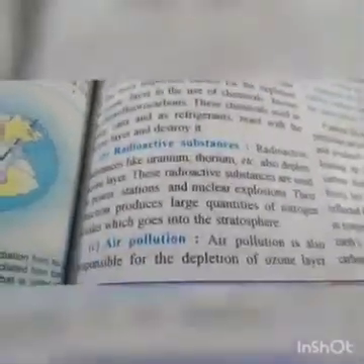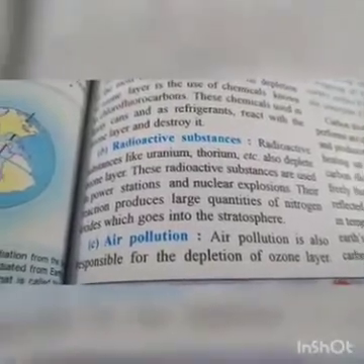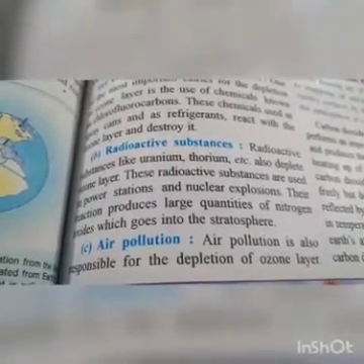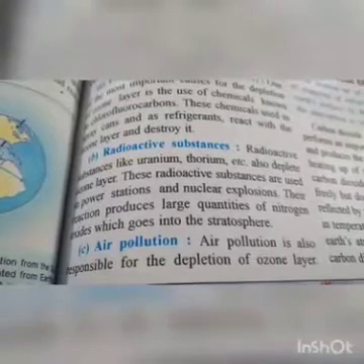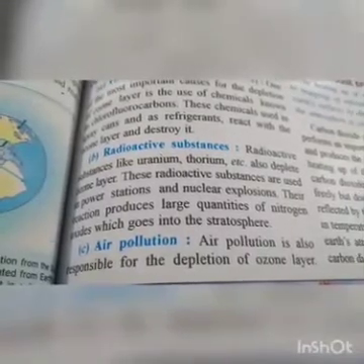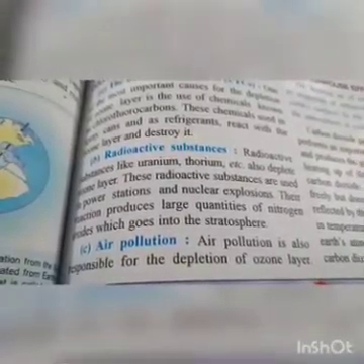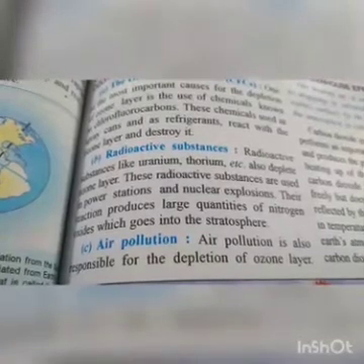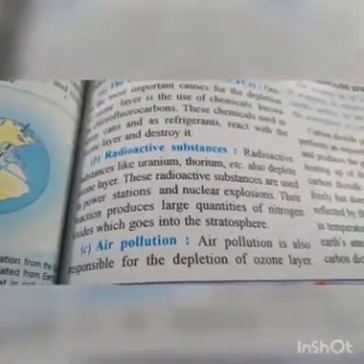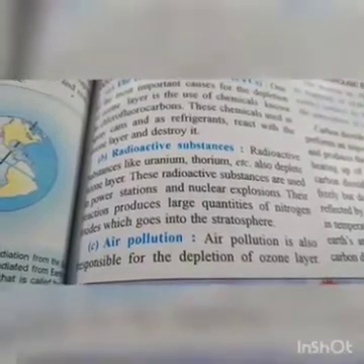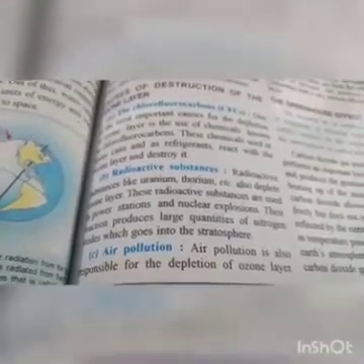ozone layer. Second is radioactive substances. We know that the radioactive substances are uranium and thorium. These deplete the ozone layer. These radioactive substances are used in power stations, hydropower stations and nuclear explosions, and their reactions produce large quantities of nitrogen oxides which go into the stratosphere and thus deplete the ozone layer, right? So these radioactive substances are also very harmful and one of the causes for the destruction of the ozone layer.